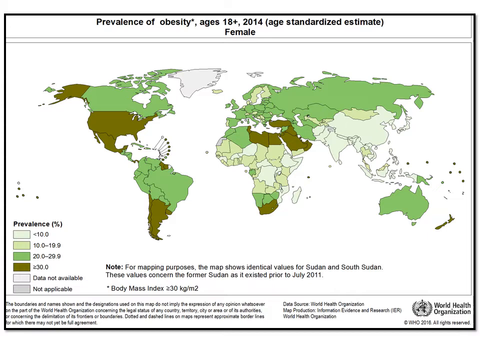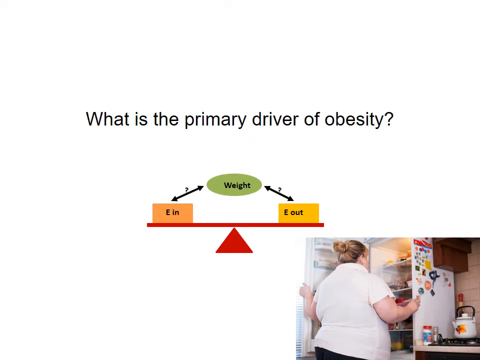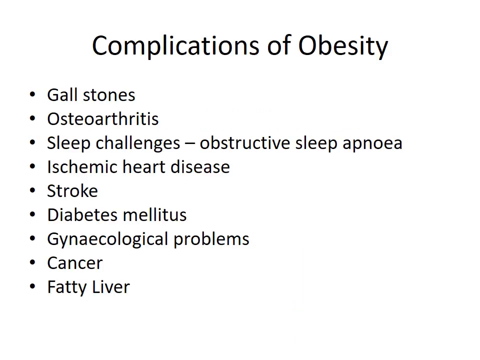So what is the primary driver of obesity? It's either too much to eat or less coming out. And I think it's probably more that they eat a lot and they don't exercise. And that's what happens. So excessive food intake is probably a risk factor for that. What are the complications of obesity?